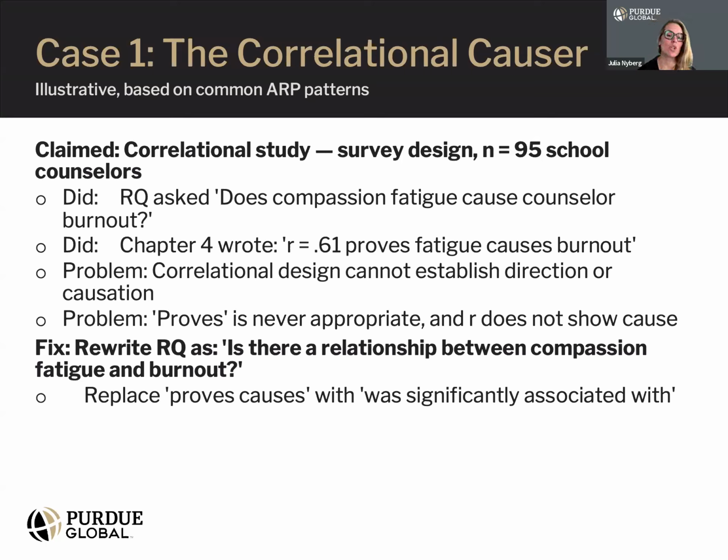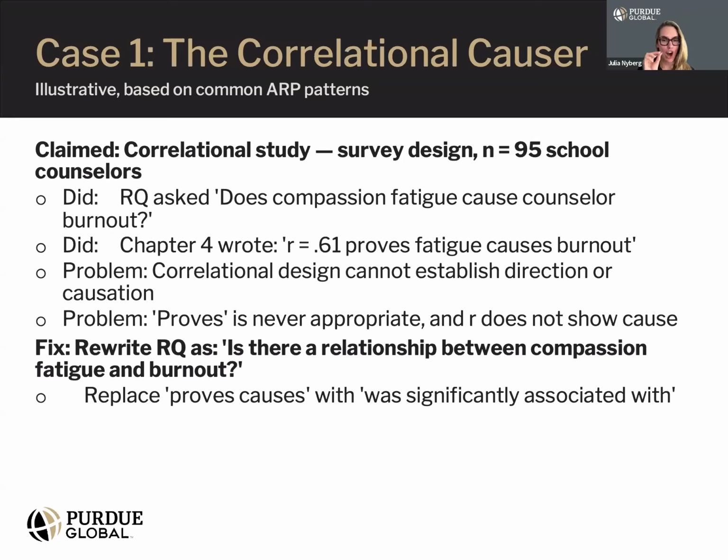This case is one of the most common patterns in applied research project submissions. The student has correctly identified a correlational design and ran the analysis properly. They found that the Pearson R was 0.61, a really strong correlation. But then in the writing of the findings, the language shifted to causal claims. They said R equals 0.61, and that proves that fatigue causes burnout. 3 problems in one sentence.